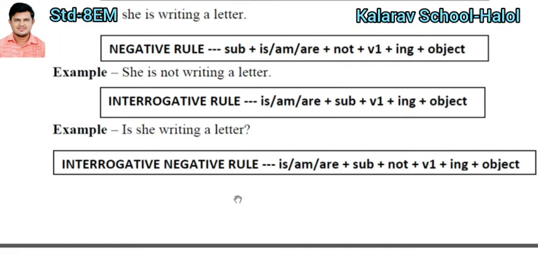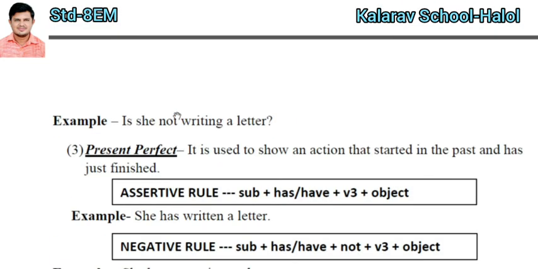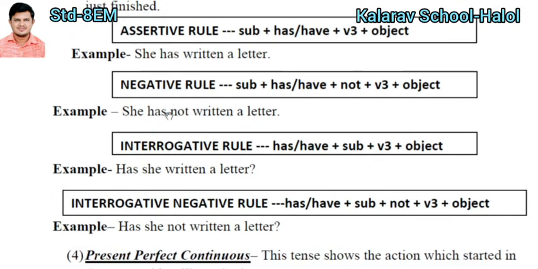It is very easy: subject plus am, is, are plus main verb with ing, then the object and the rest of the sentence. That indicates the present continuous tense. Present continuous tense is used to express an action taking place at the time of speaking. Okay friends, very easy sentence formation.